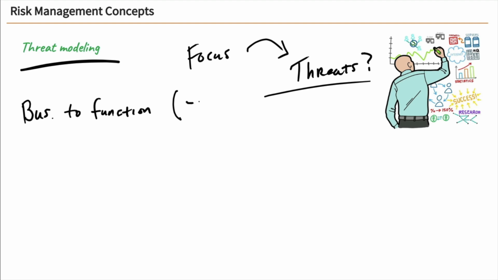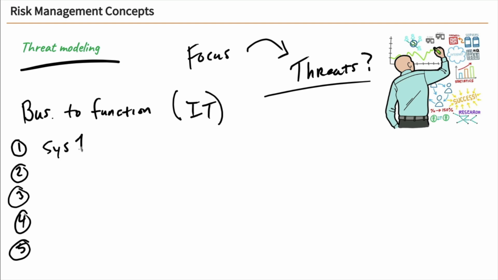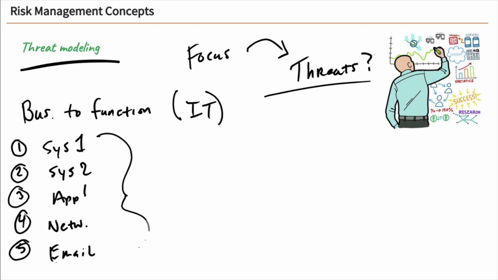The way we do this is we identify what allows our business to function, and we do this from an IT perspective. What IT systems are involved in all these things? So we come up with a list of the different systems we use, applications, all these different things. So we'll say System 1, maybe System 2, App 1, got to have networking, maybe email, all of these things.